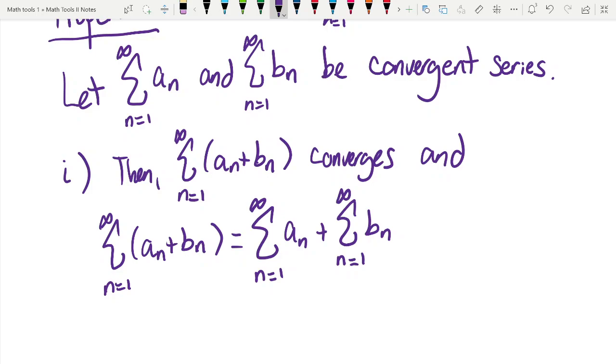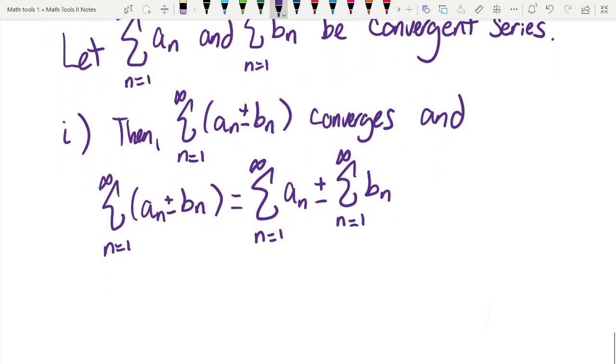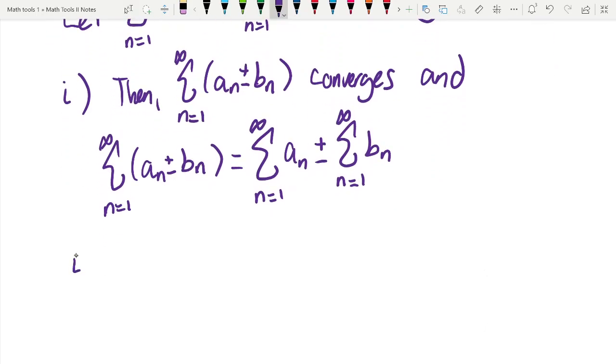It does hold. And I'm going to actually change this a little bit so we don't have to rewrite the whole thing again, to plus and minus. This is going to hold over sums and differences. Now it's important that they must be convergent series. I'll give an example of why after I write down this other one.